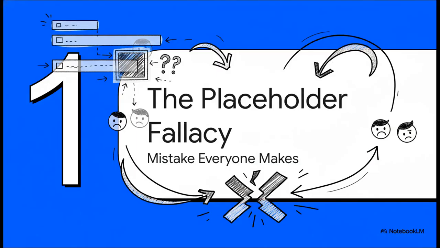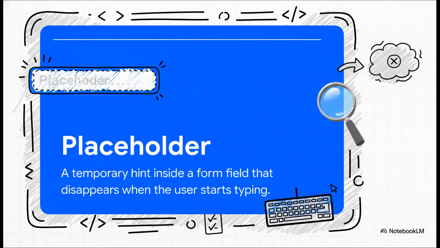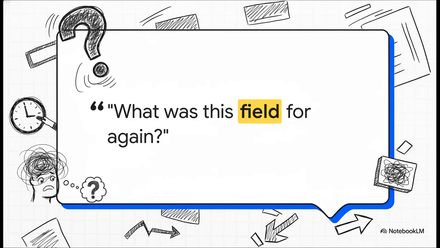And that brings us to our first big idea, what I call the placeholder fallacy. This is the mistake that almost every junior dev makes, and it has a massive negative impact on usability. So what even is a placeholder? Well, you know that little hint text you see inside a form field? The keyword you have to remember here is temporary, because the second a user clicks in and starts typing, poof, it's gone. And this is what causes that moment of pure frustration we've all had. You start filling out a form, you get distracted for a second, you look back, and all the context is gone. You're left wondering, wait, was this for my first name or my full name? It's just a terrible experience.